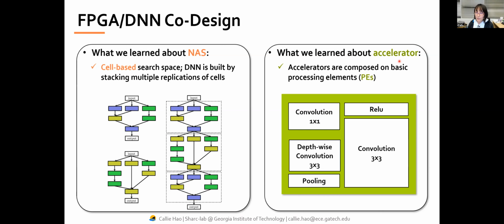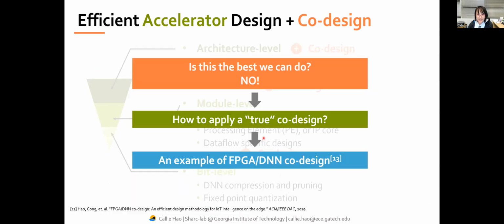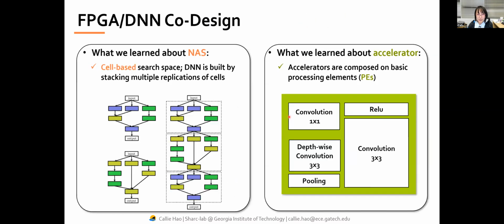Based on what we learned, we know that accelerators are composed of basic processing elements. For example, you have this underlying accelerator, you have convolution, you have depth-wise convolution, and you have another convolution with different size. So this is your underlying accelerator. Now here comes the question. We have NAS, we have accelerator. How can we find this something in the middle? That is very important. This is something in the middle that can decide both the DNN and the accelerator.